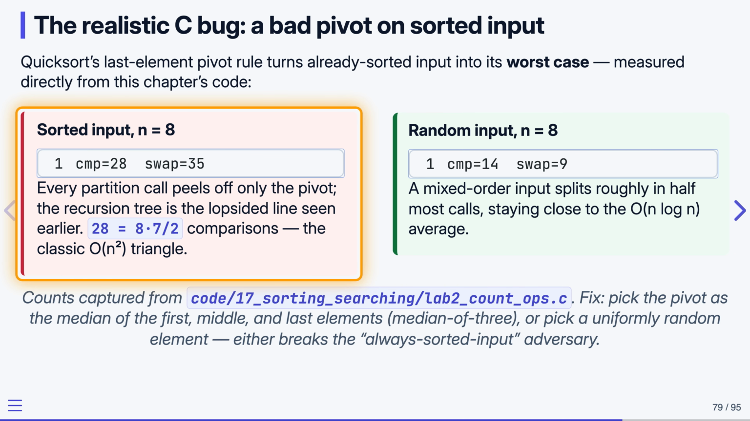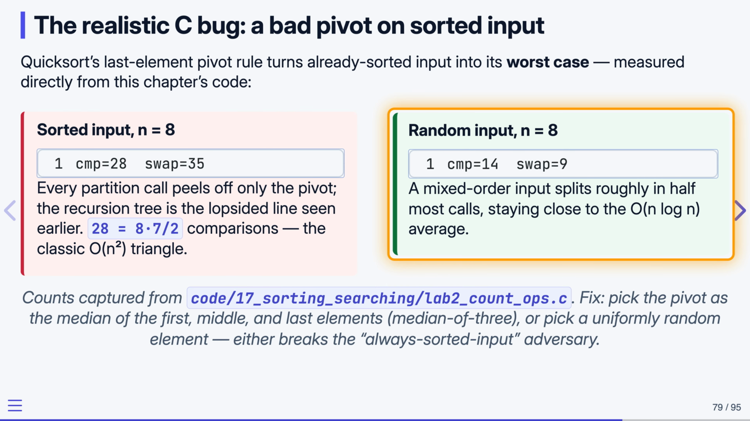This is a real measured bug. On sorted input with n equal to 8, Quicksort's last element pivot makes 28 comparisons and 35 swaps. That is its worst case. Every partition peels off only the pivot, so the recursion tree is one long lopsided line. And 28 is 8 times 7 over 2, the classic O(n squared) triangle.